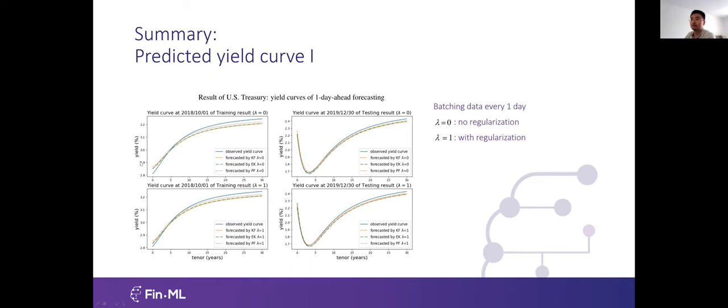Next we show the effect on the prediction when we plot it as the yield curve. This shows a 1 day ahead yield curve prediction. We cannot tell much difference from including the regularization. Then we go to the 5 day prediction. Without the regularization, it gives a little bit larger errors, but this error is still less than 1%, it's 0.1%. But if we include the regularization, we see it becomes much closer to the real result.